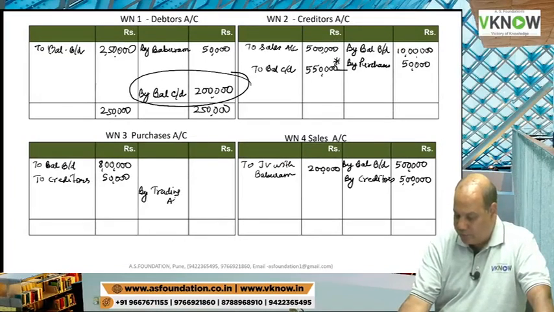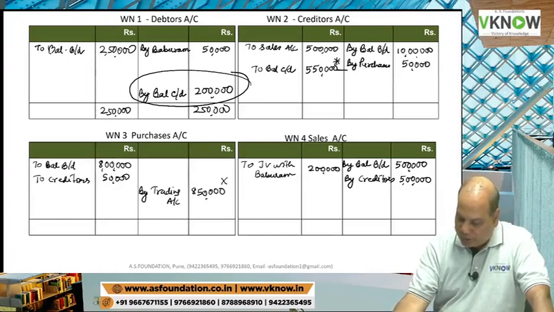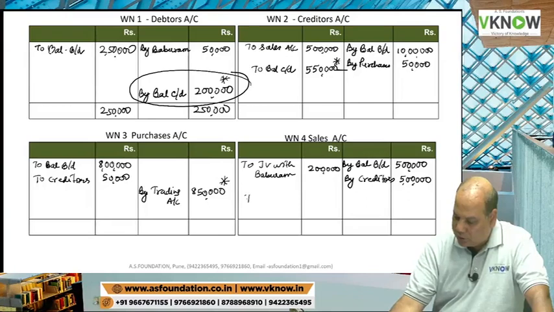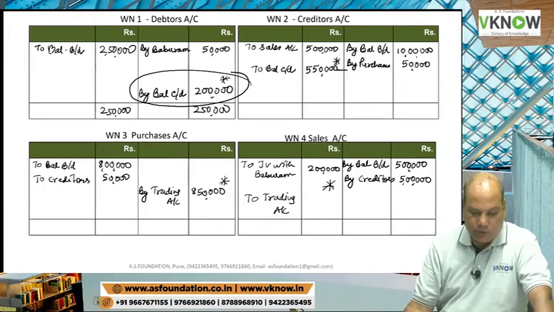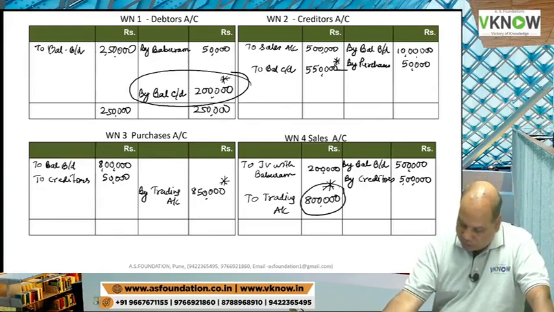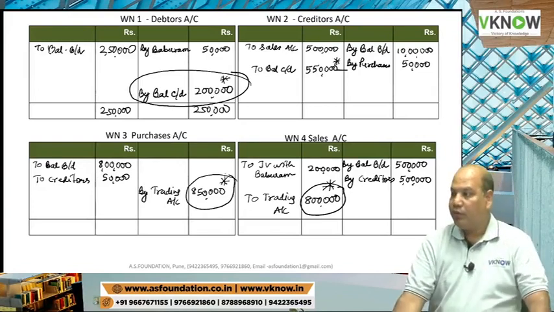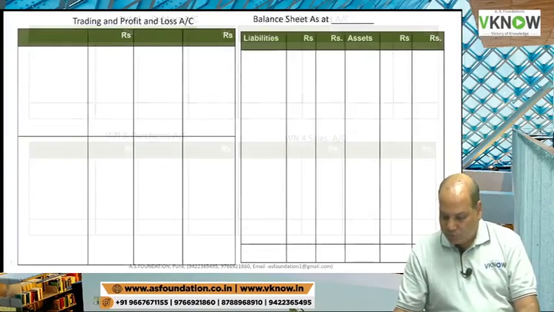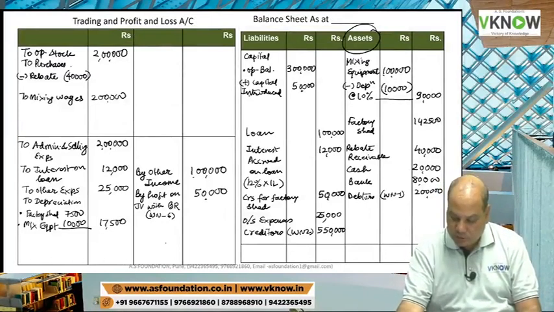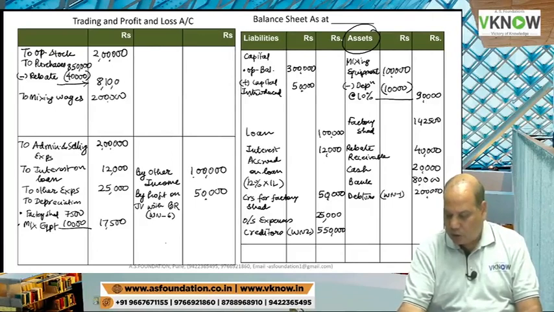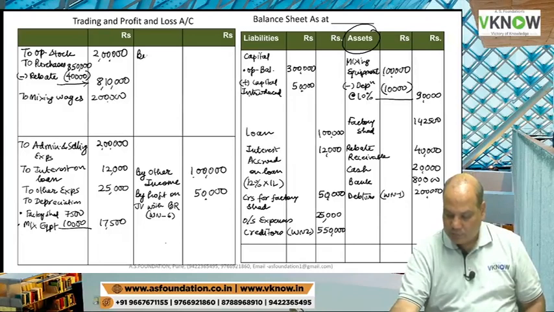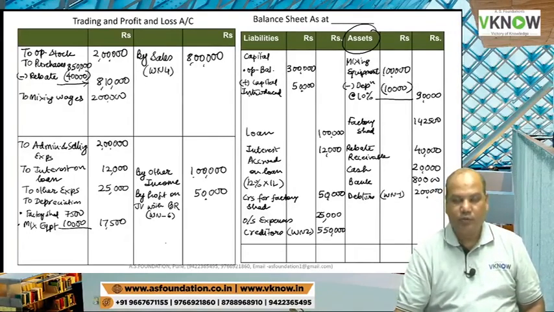Purchases account credit side write down by trading account 8 lakh 50,000. And sales account also debit side, sales account to trading account, balancing figure, 8 lakh. This 8 lakh 50,000 we are going to transfer to trading account now. So come to trading account, debit side, purchases write down 8 lakh 50,000 minus rebate 40,000, outer column 8 lakh 10,000. Credit side, by sales, working note 4, 8 lakh. Wherever possible, write working note reference. Later on, easy for you to check.